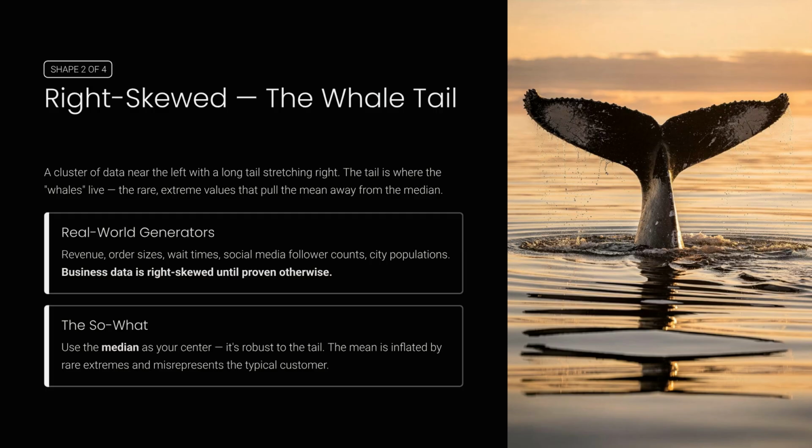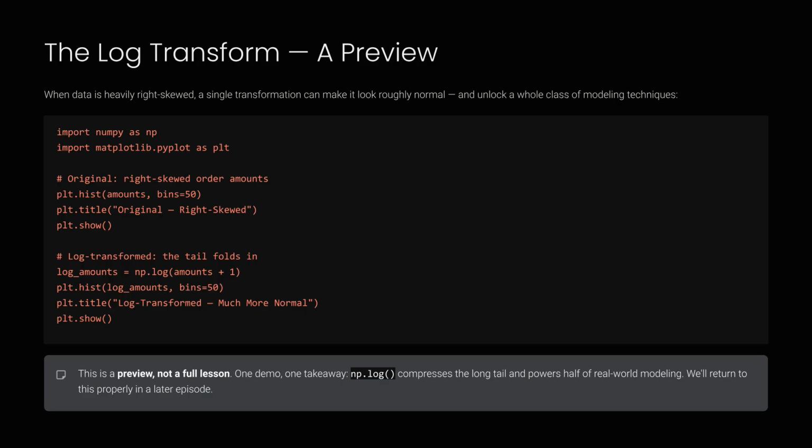Second is the right-skewed distribution, or the whale tail. Common in business data, the median is a much more robust center here, as the mean is heavily skewed by extreme values. When dealing with heavy right skew, log transformations are a powerful tool. By compressing the tail, you can often make your data appear closer to normal, which helps in predictive modeling.